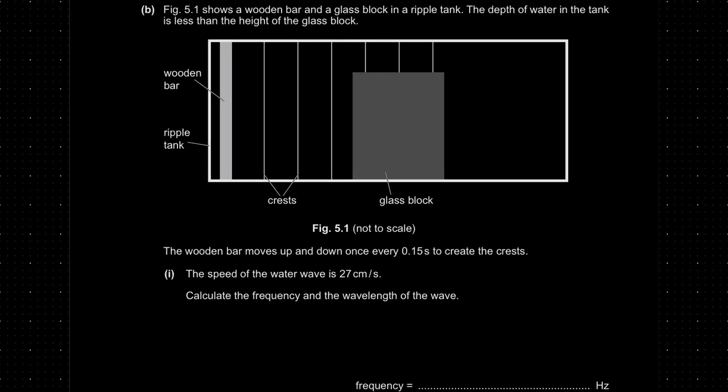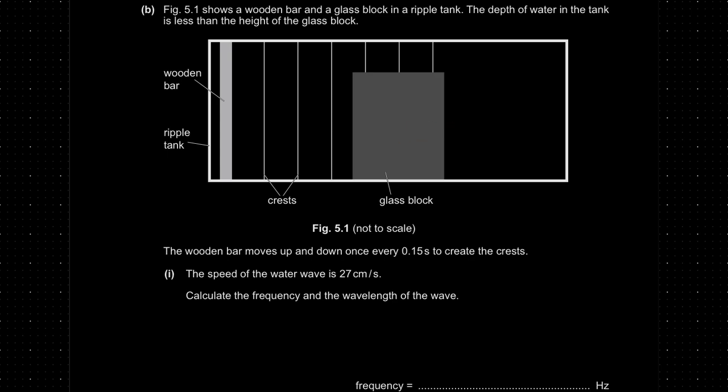Part B. Figure 5.1 shows a wooden bar and a glass block in a ripple tank. The depth of water in the tank is less than the height of the glass block. So what this means is diffraction cannot take place here, because it's blocking all of the water. It's sticking out of the tank basically, and it's not letting any water pass over it. So it's not creating regions of shallow or deep.